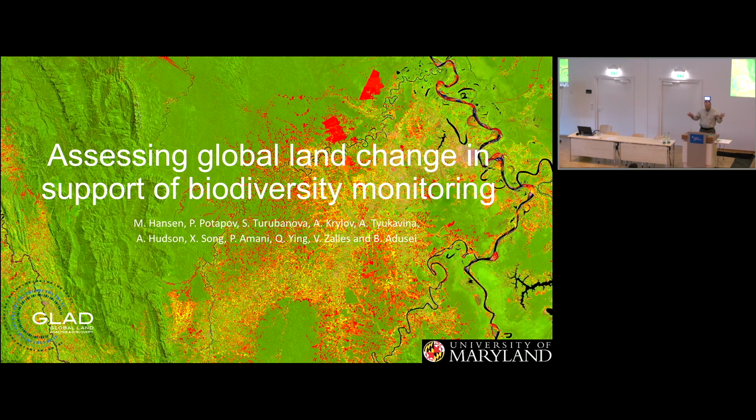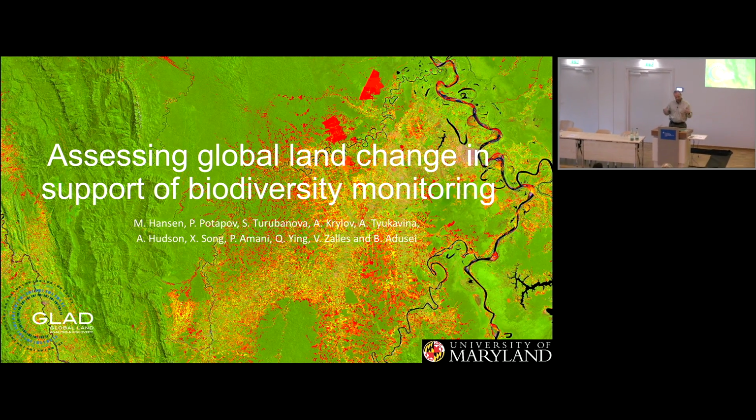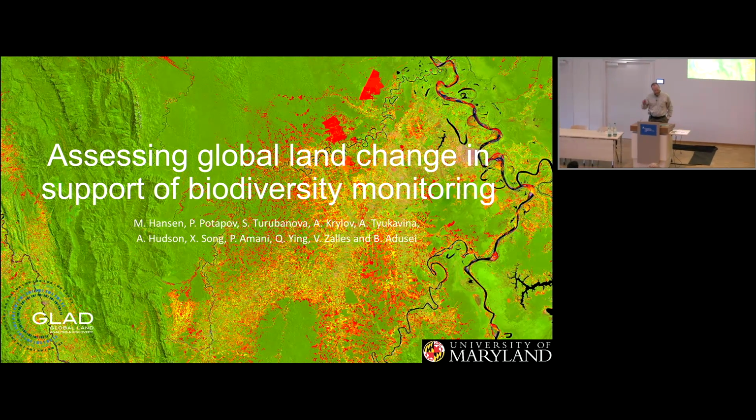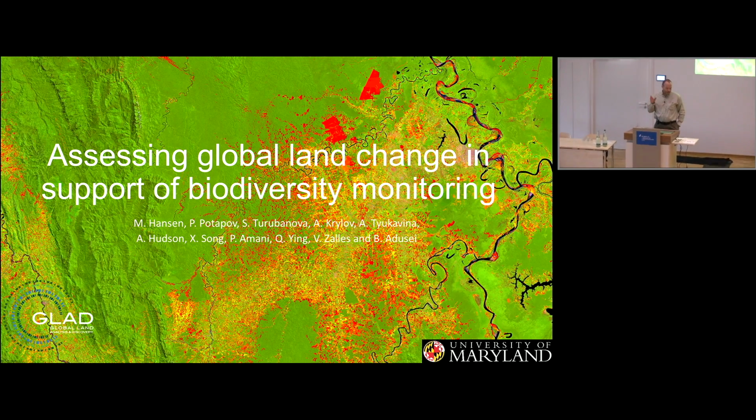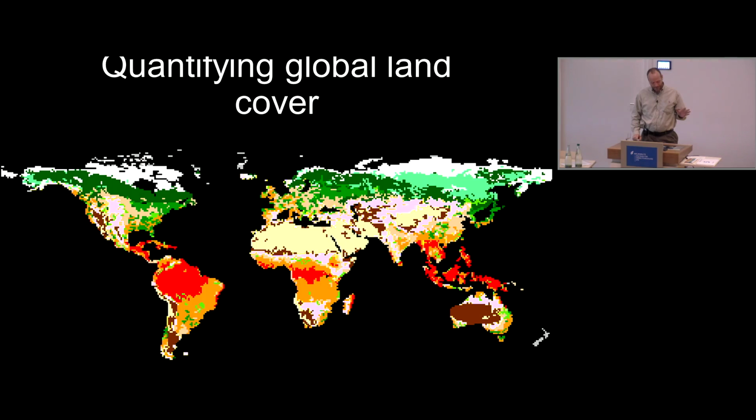I'm going to give an overview of what we're doing, I say in support of biodiversity monitoring. I think that the idea is that land change dynamics impact biodiversity, impact a lot of our ecosystem services more broadly. So it's really not a biodiversity-specific application, but something that can inform biodiversity monitoring. I'll start out with a little bit of history.